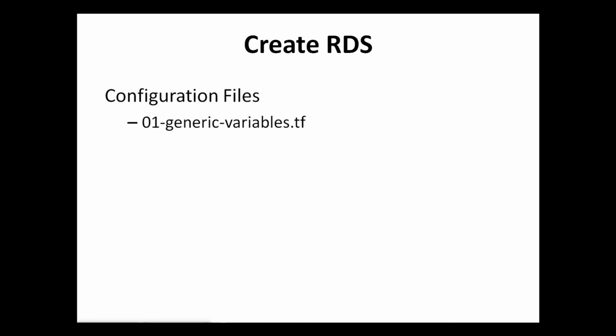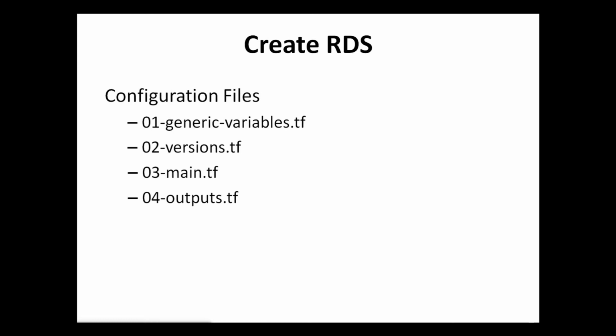Here, like our previous session, we will be using the Terraform AWS module to create an RDS in an existing VPC. With respect to the configuration files, we will be having 01 generic variables, 02 versions.tf, main.tf and outputs.tf. Out of these four configuration files, there won't be any changes to the versions configuration file.